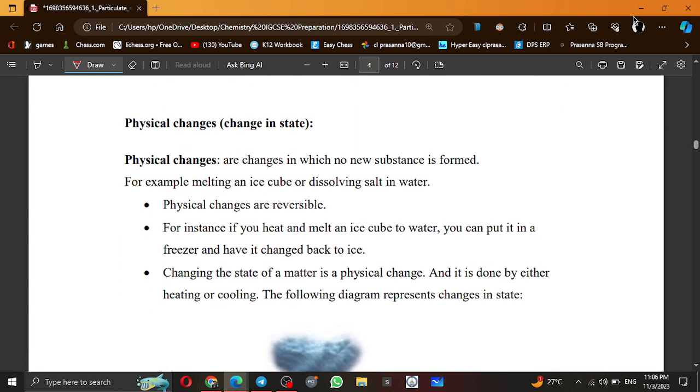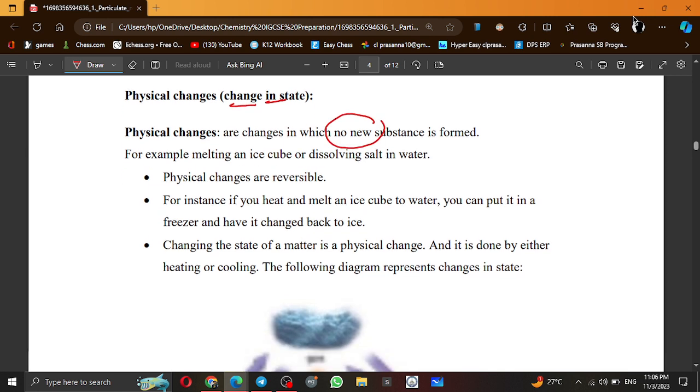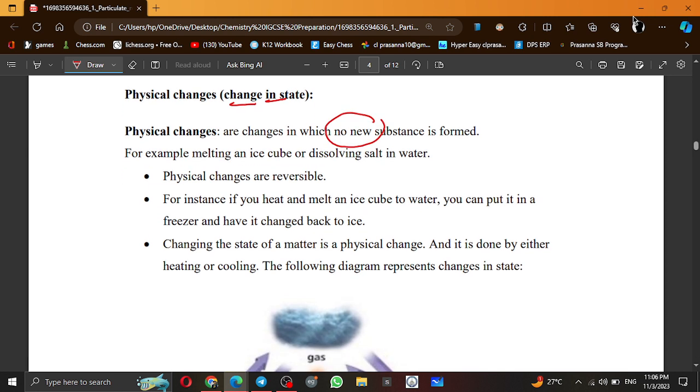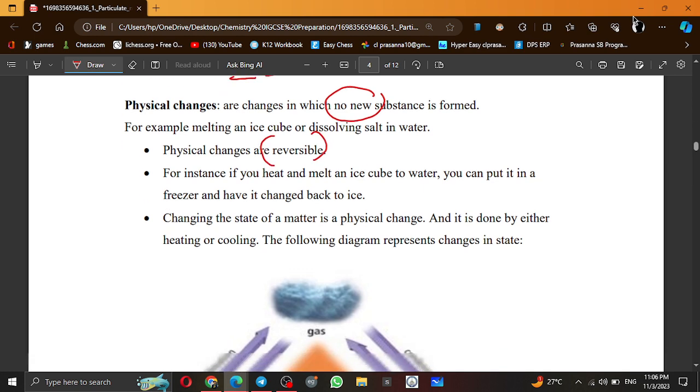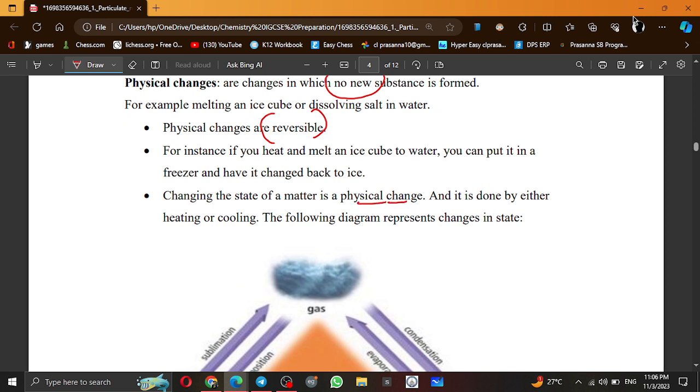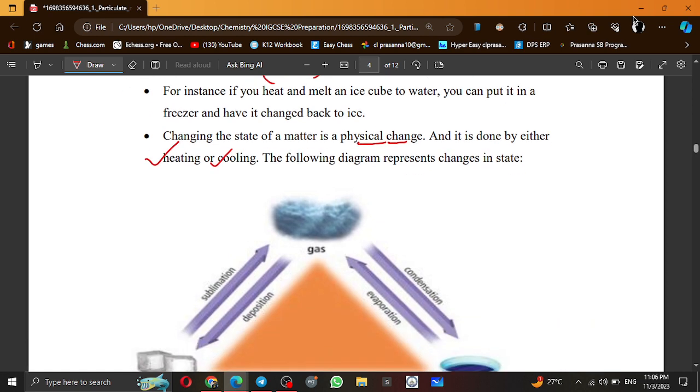Alright, back. Now physical changes. Physical changes in state are changes in which no new substance is formed. For example, melting an ice cube or dissolving salt in water. When I melt an ice cube, I can freeze it again to get an ice cube. Physical changes are reversible. Changing the state of matter is a physical change, and it is done either by heating or cooling it. The following diagram represents change in state.